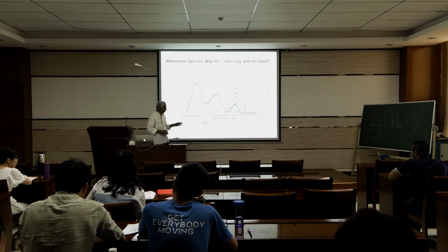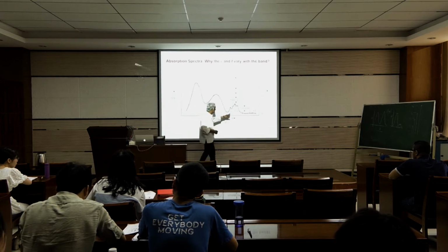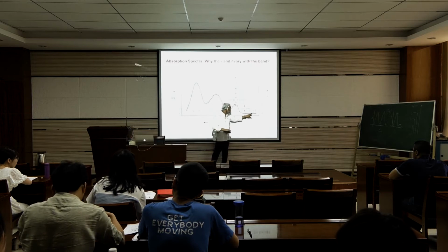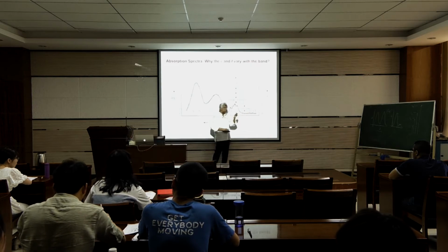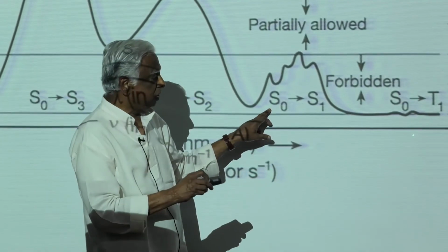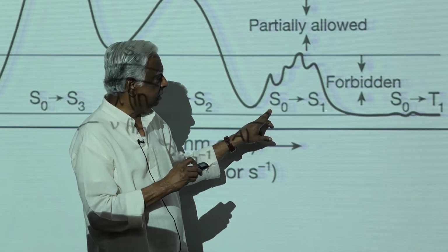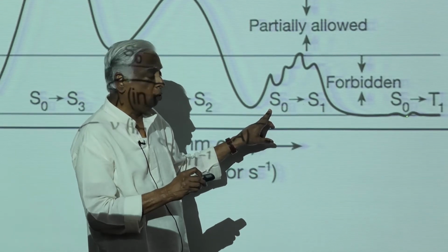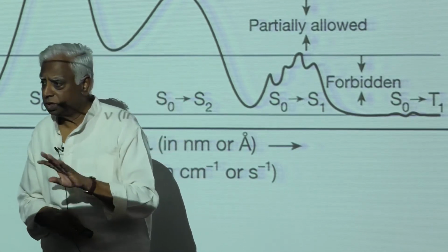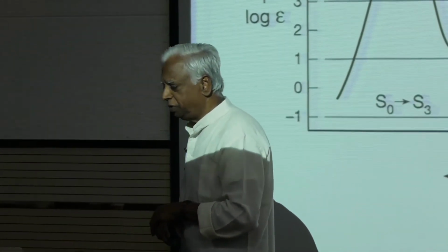So you can see it here. S0 to S1, that is this one, and S0 to T1 is this one. And this is very, very small. And this one is more than this. And this one is coming at a much longer wavelength than this one. Longer wavelength means lower energy. And this is, okay. So there are three things which you need to figure out.